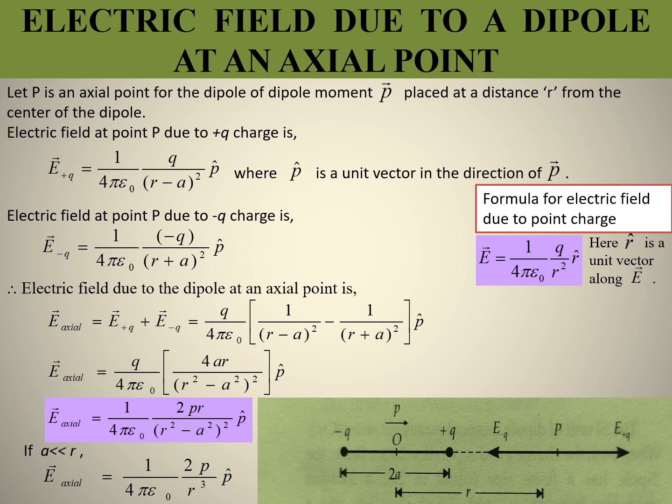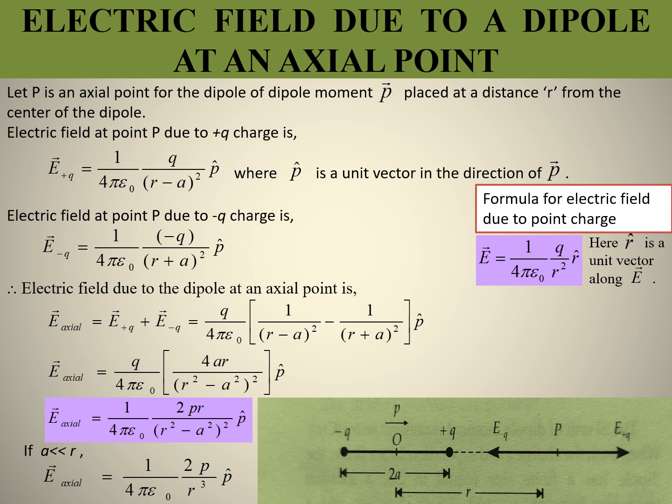The electric field at point P due to the plus q charge is given by 1 by 4 pi epsilon naught q by (r minus a) whole square into p cap, where p cap is a unit vector in the direction of dipole moment vector p vector. Here r minus a is the distance of the positive charge from the point P.